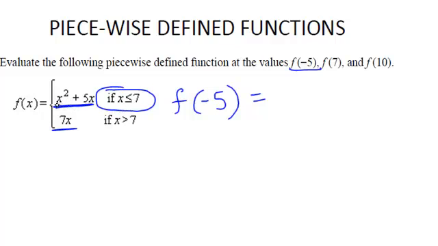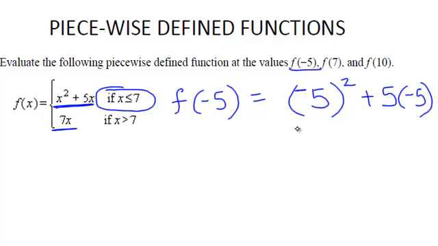I will take my x, I will square it, and add 5 times my x. So I will have -5 squared plus 5 times my x, which happens to be a -5. -5 squared is 25. A positive 5 times a -5 is a -25. The answer is 0. Isn't that good?